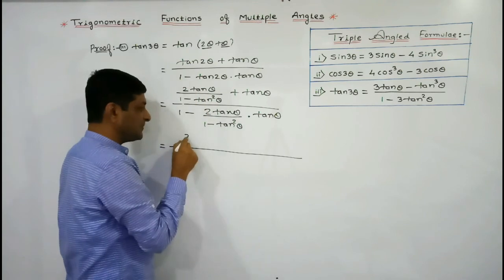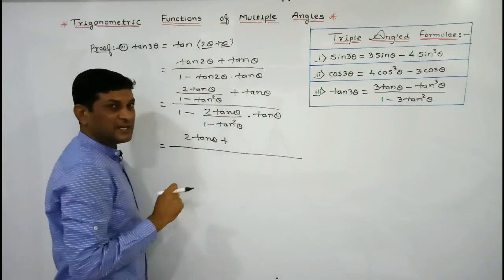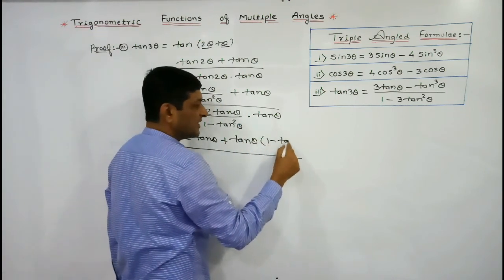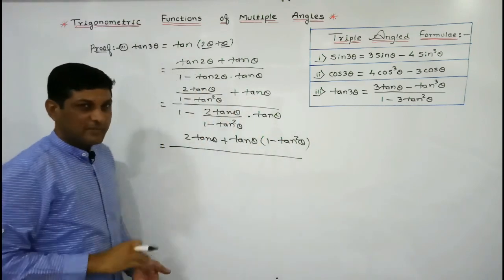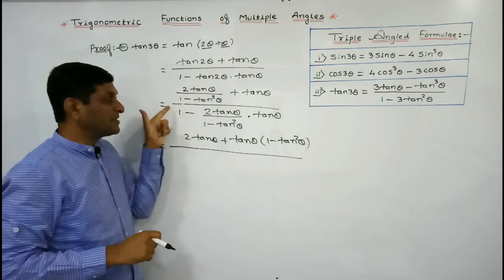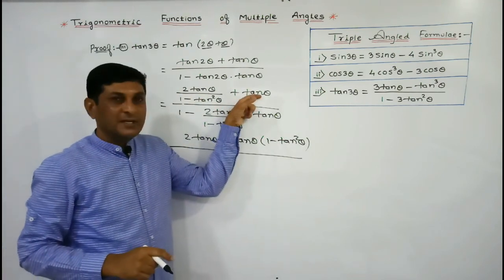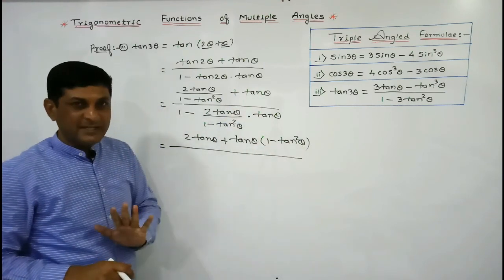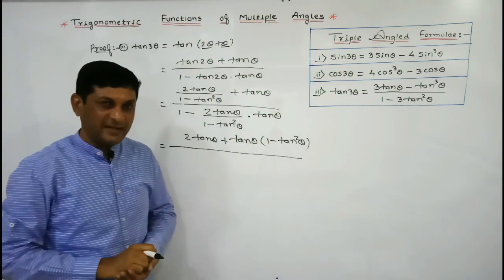What is the remaining term? 2 tan theta plus, now we will multiply the second term by what? 1 minus tan square theta. I hope you are getting it. We are simply multiplying the numerator by 1 minus tan square theta. If we multiply the first term, then 1 minus tan square and 1 minus tan square will get cancelled. And here tan theta into 1 minus tan square theta will be our required result if we are multiplying the numerator by 1 minus tan square.